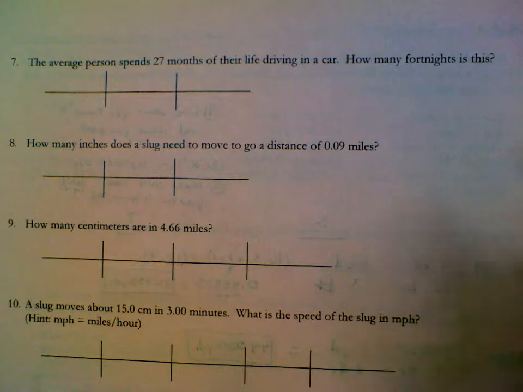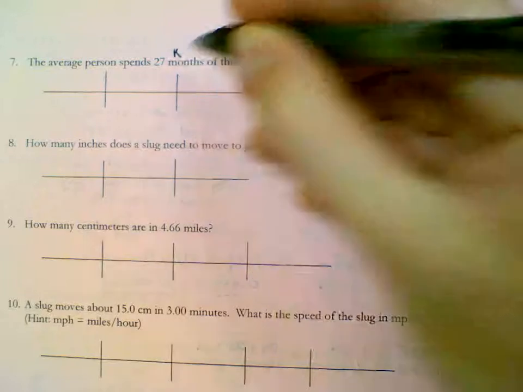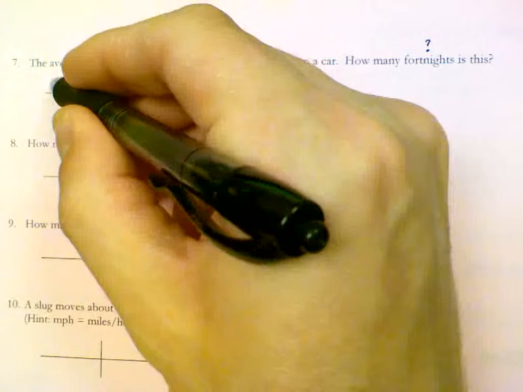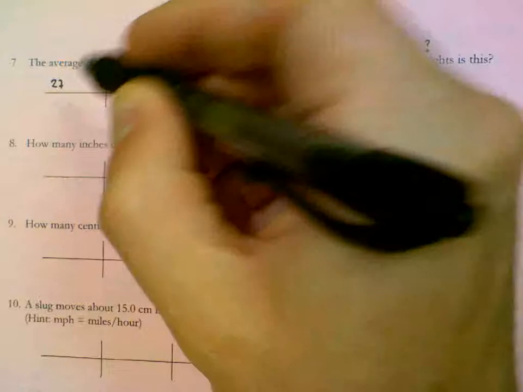These are problems 7 through 10 on the factor-label conversions worksheet. The average person spends 27 months of their life. That's what we know. How many fortnights is this? That's a question mark. You start with what you know. So the 27 months.